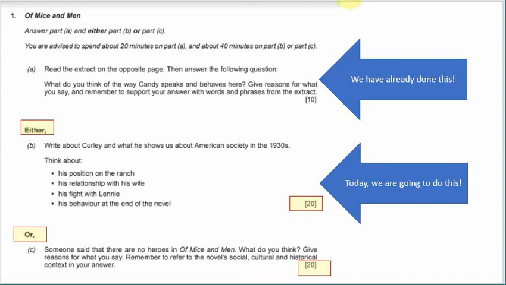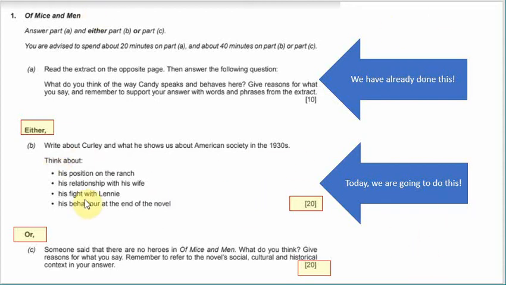Okay, so I'd like you to have a little look at this question. We've already had a look at one of the questions. So you can see at the top the extract question that you did the other day. We're not working on that one. Today we're going to look at this question.